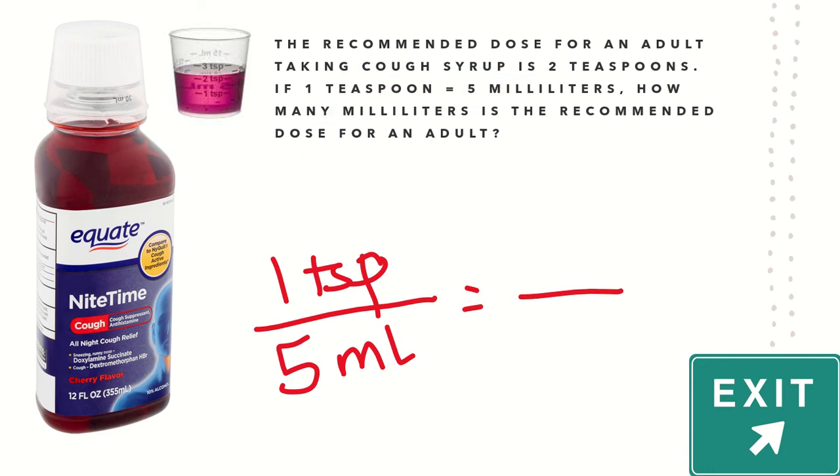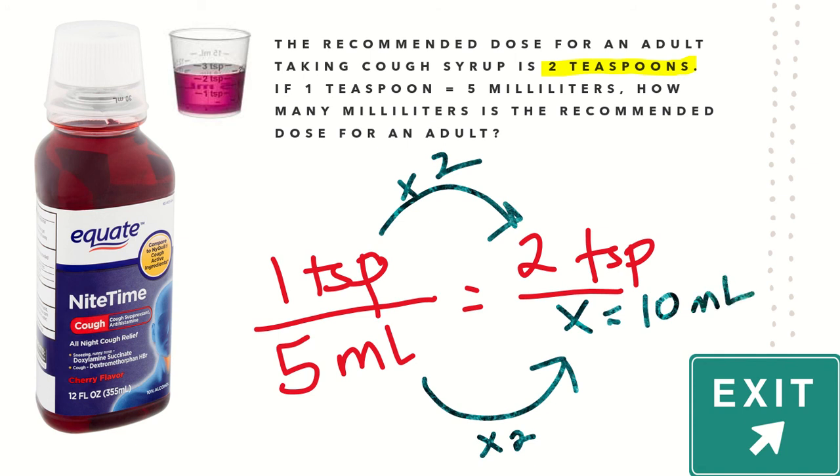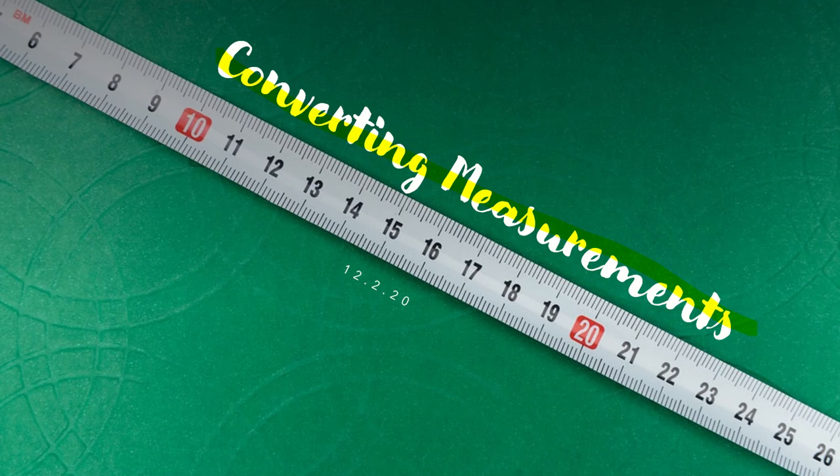Where is the other number? 2 teaspoons. Where does that go? On the top, of course. Leaving our missing number. We're trying to convert to milliliters at the bottom. Easy shortcut. Times 2. Times 2. Which is 10 milliliters. That's your answer. We've converted the recommended dose of 2 teaspoons. We've converted this to milliliters like they've asked. And that's how you do converting units, converting measurements.